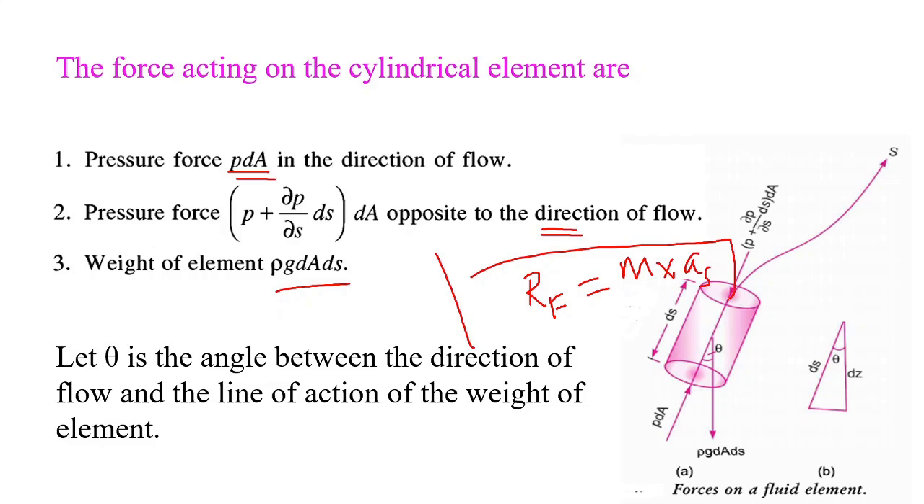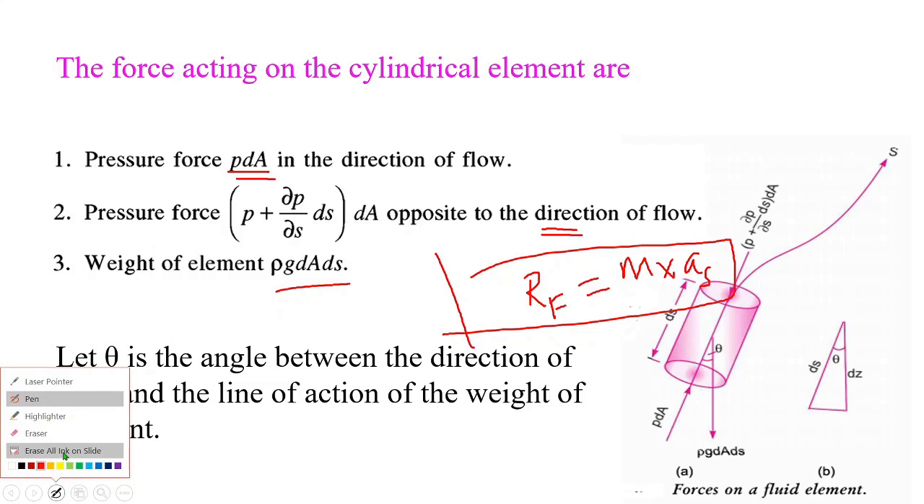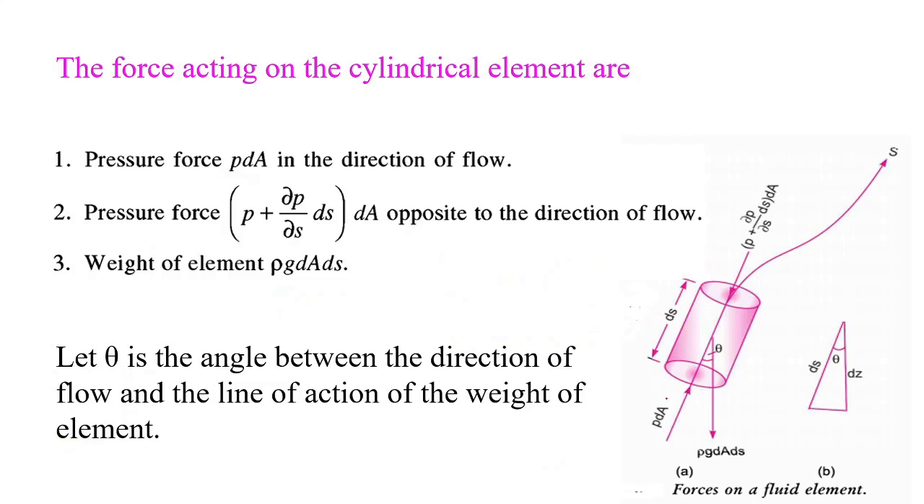What we have to find now is the resultant force on the cylindrical element, taking only the direction of flow. So what is the resultant force? First, we can take it as P into dA.